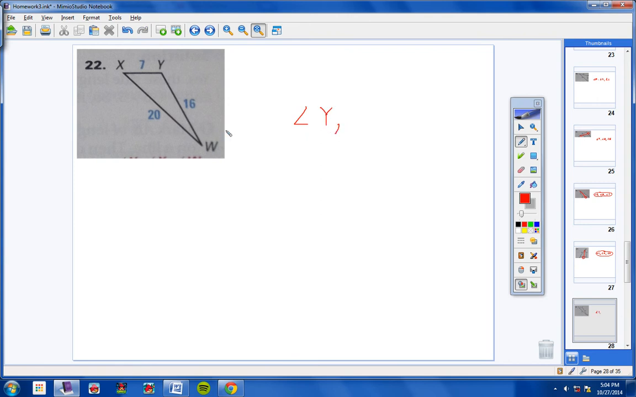Okay? Now let's circle the next longest side, 16, go straight across to the opposite angle. Angle X would be the next largest angle, okay? And then lastly, the smallest side would be 7, so we go straight across to the angle over here, and angle W would be the smallest angle. Okay, so there's the angles listed out from largest to smallest.